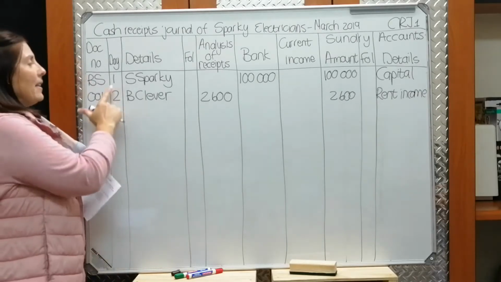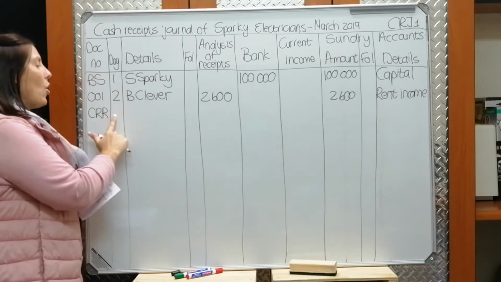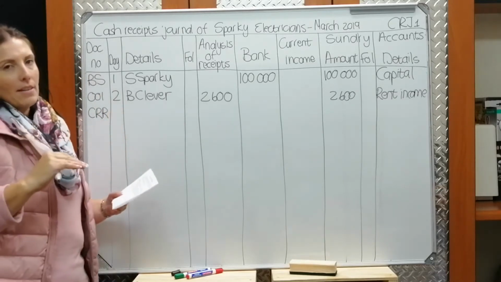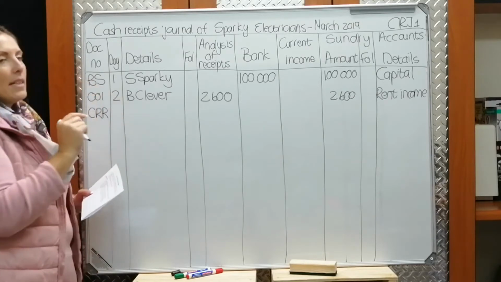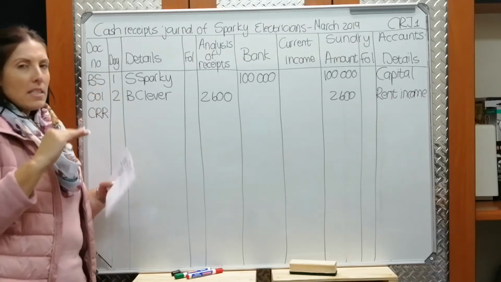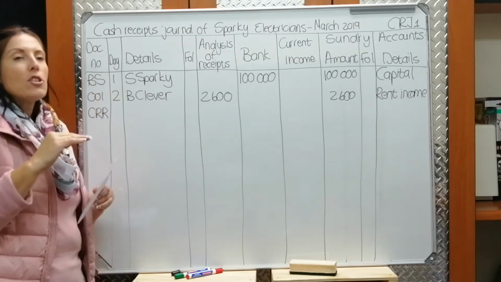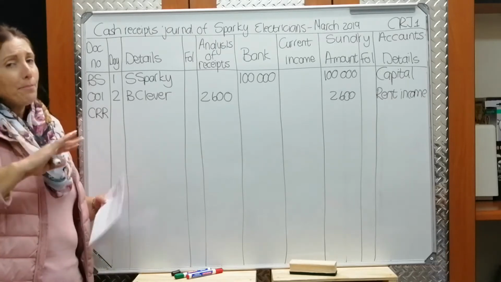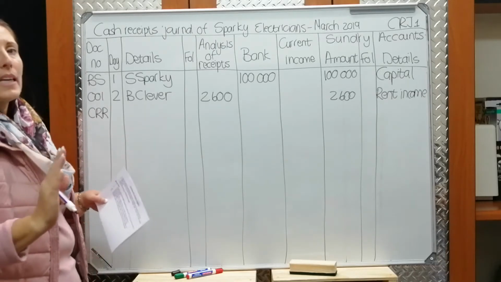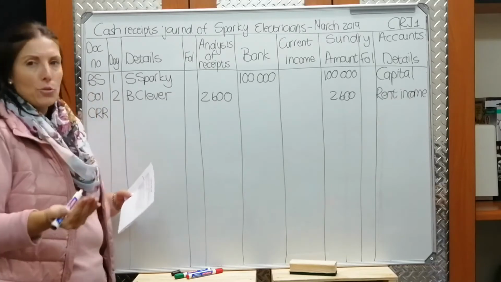Then the day, it is still the second. So we do not usually repeat the day if it's already written down there. It makes it easier for us to find transactions, and it saves time. And with accounting, we're always working against time, so leave out what you don't have to write.